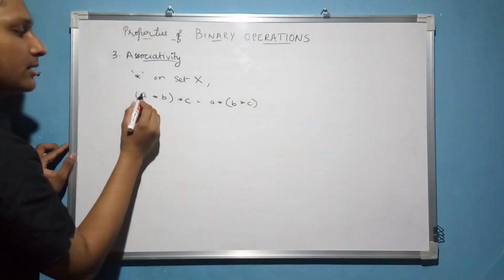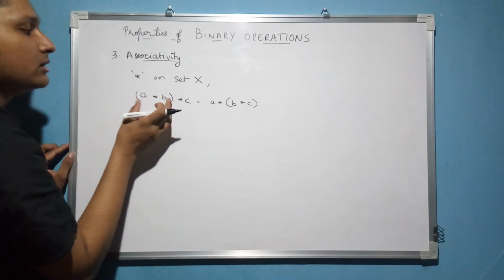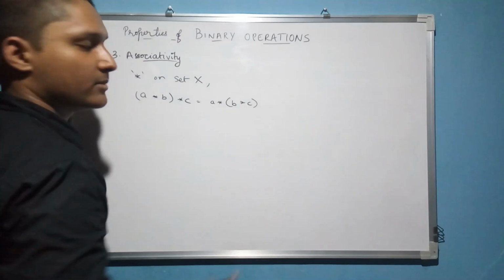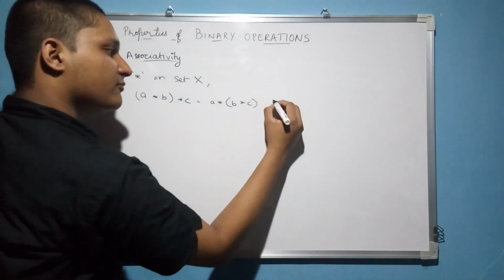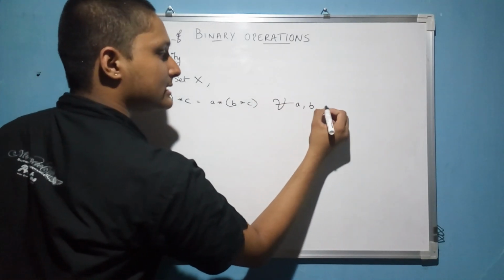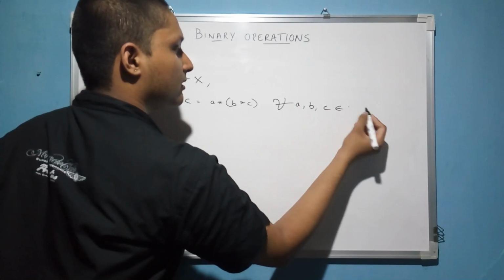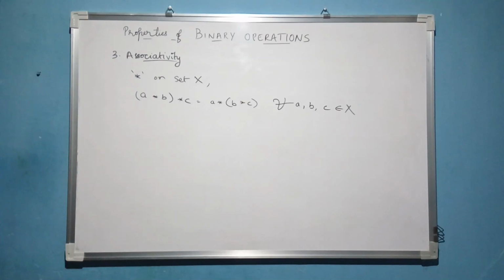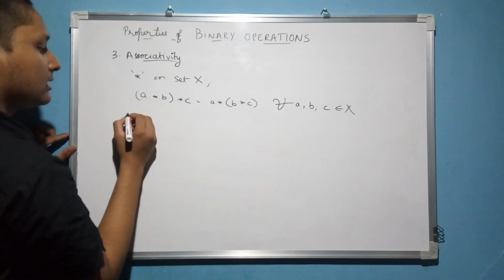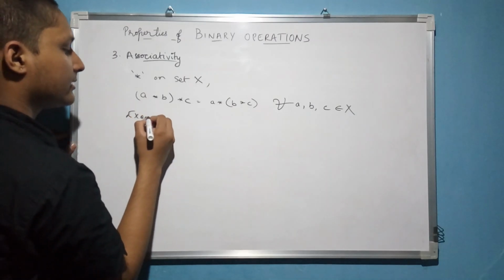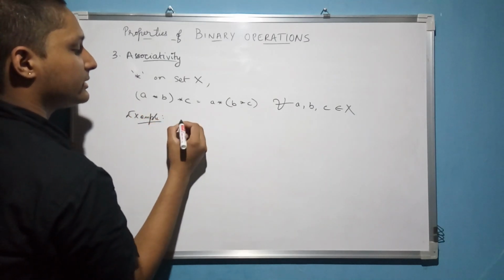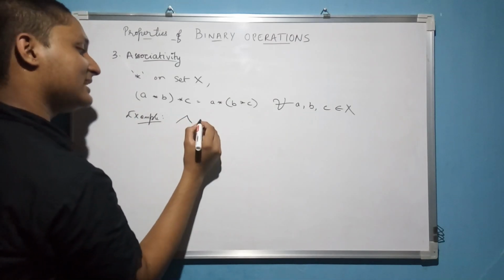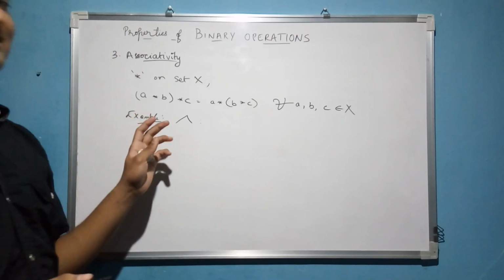So this is the meaning of the associative property: (A star B) star C is equal to A star (B star C), for every A, B, C belonging to this set X. I took the set X here. So I should give an example now. Let me take some other shape.